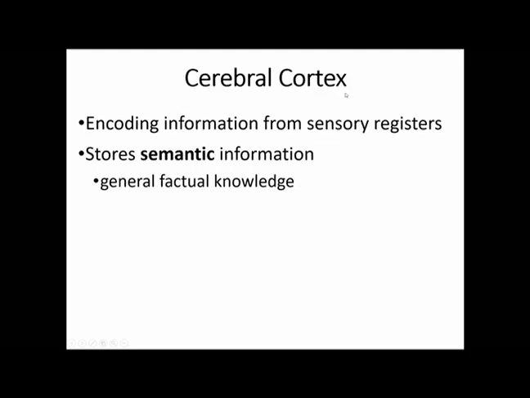Our cerebral cortex seems to be involved in encoding information from our sensory registers, as stuff is coming in from our senses. It's also going to store some of our semantic information, general factual knowledge. And again, we don't have lots of specifics on this because we're not quite certain that this is how it works, but this seems to be mostly what's happening.